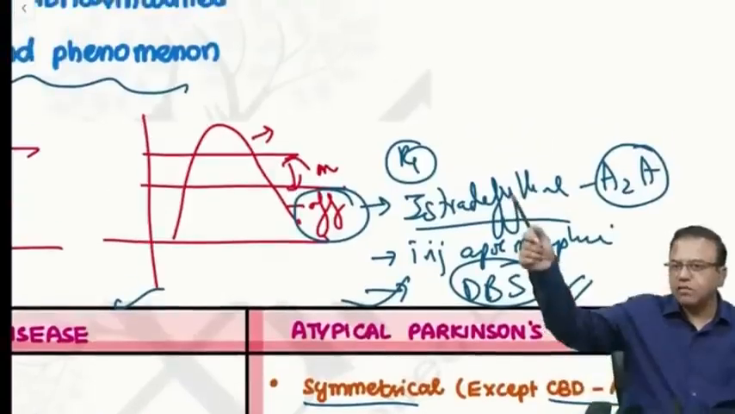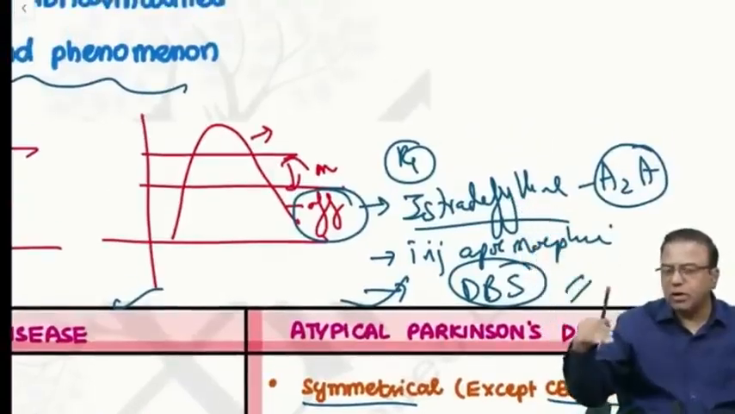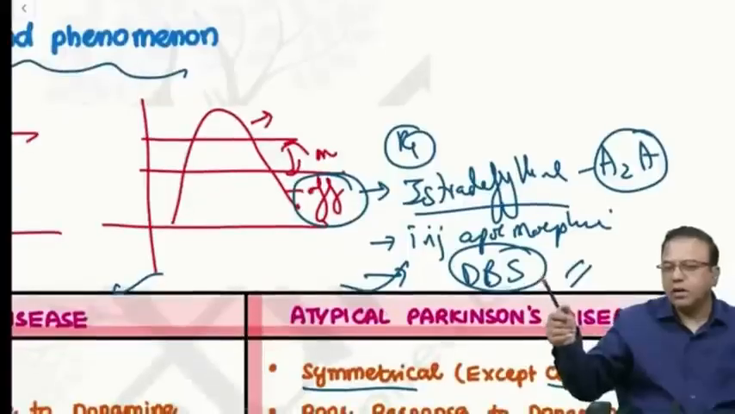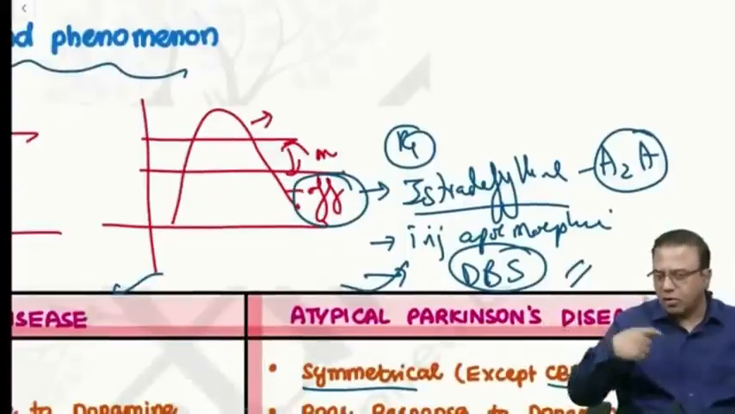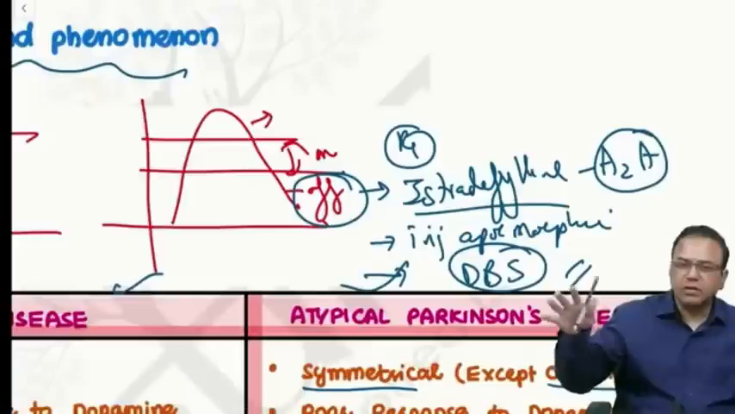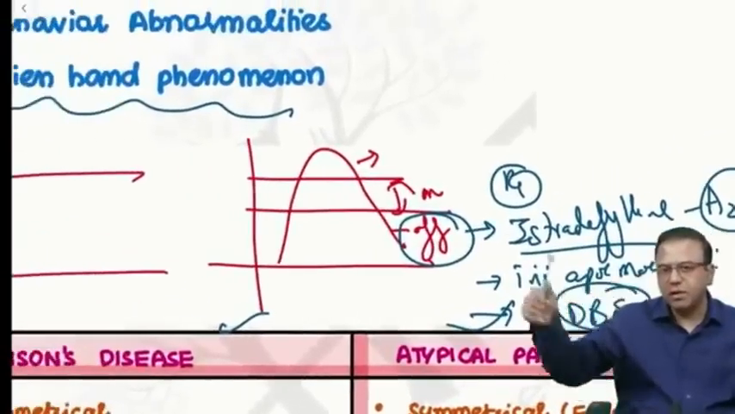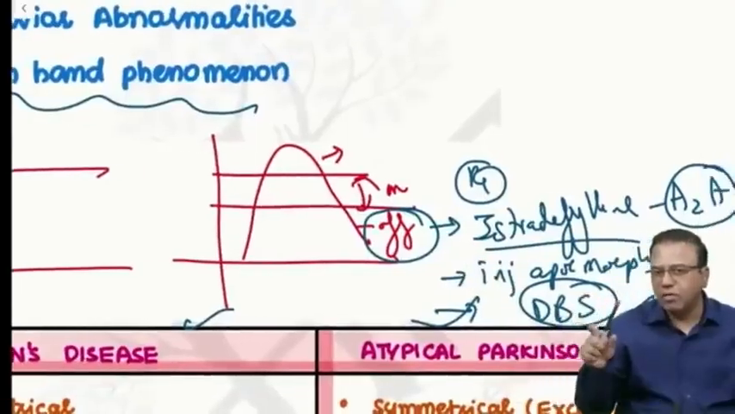But istradefylline, I think they may ask, because it's a new drug. Injection apomorphine is like a rescue treatment in on-off phenomena, and ultimately it's going to be deep brain stimulation. We can try to deliver dopamine and allow it to absorb fast in the body, but that is still difficult to do in most patients. So this is the main concern of Parkinson's. On-off phenomena, how you treat the off phenomena, is a challenging issue.